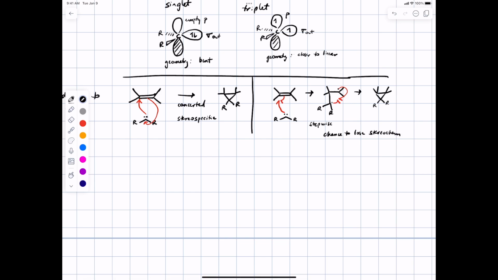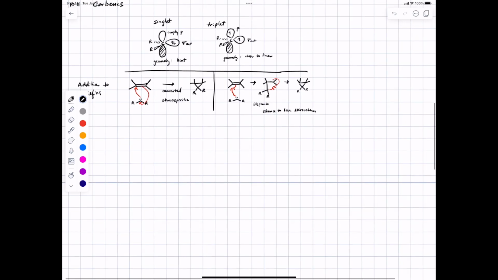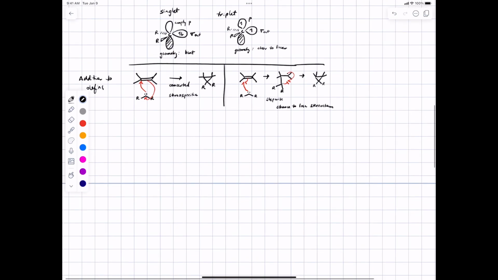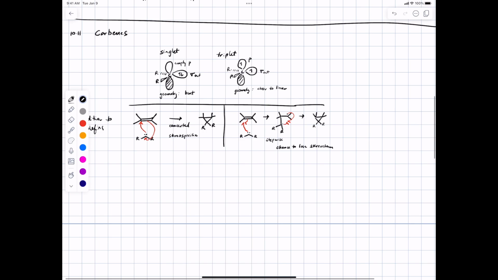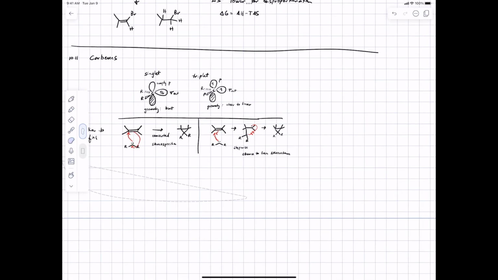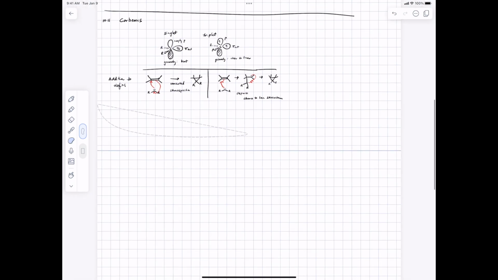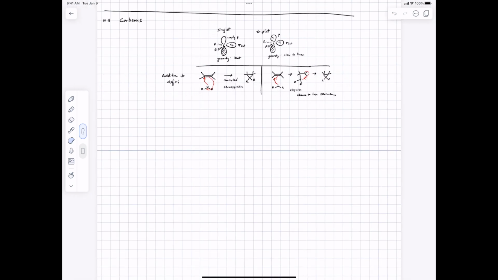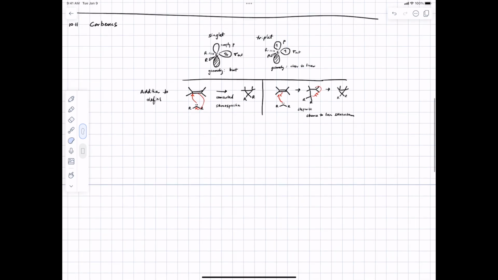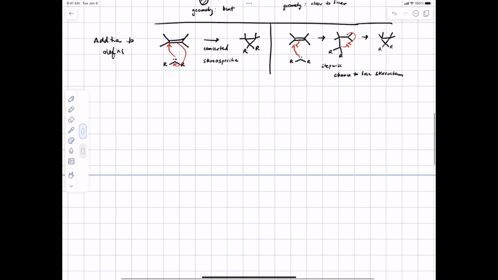Another reaction that carbenes can do is called CH insertion. So we'll maybe say just a little bit about that, though most of the examples, most of the chapter in your text about carbenes is going to focus on the addition to olefins behavior.